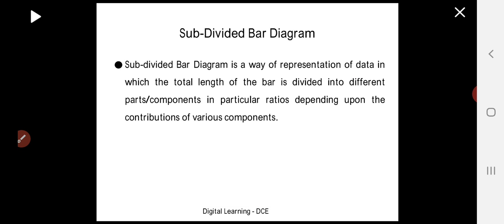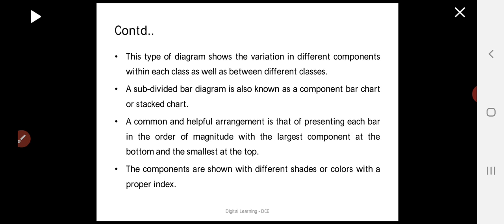We'll go to the next type of bar diagram, that is the subdivided bar diagram. It is like the simple bar diagram, but it is a way of representing data in which the total length of the bar is divided into different parts or components in particular ratios depending upon the contributions of various components. Unlike the simple bar diagram, we do not place the bars side by side. We take one single bar and divide it into components.